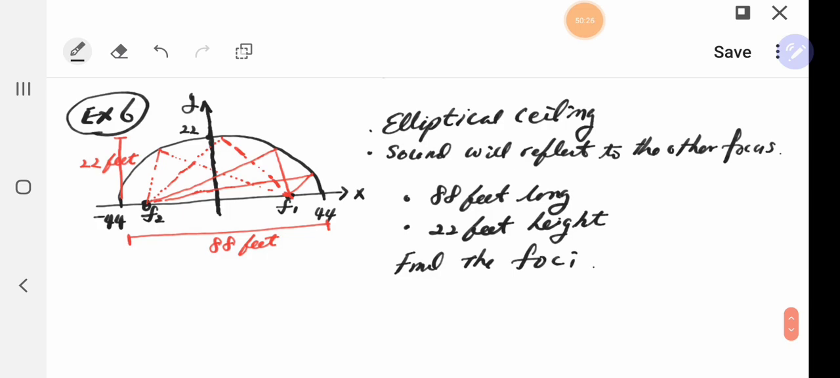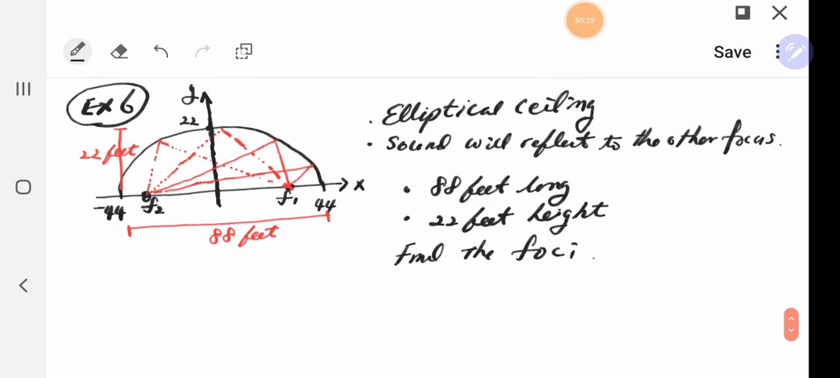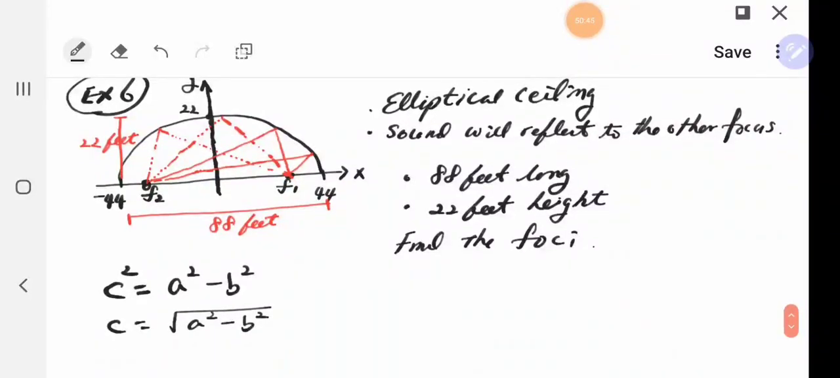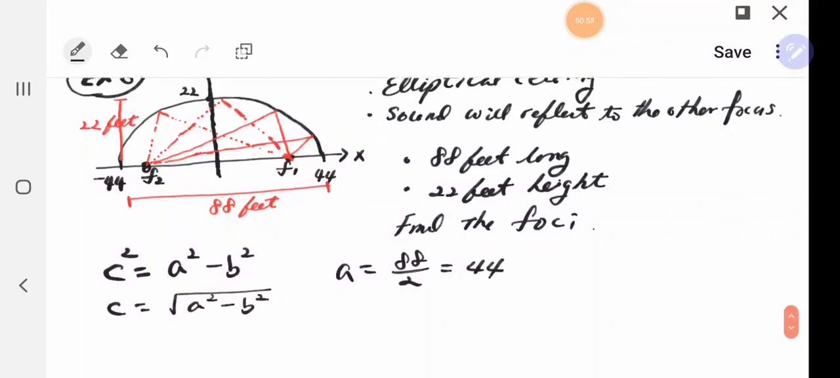To find the focus, we need to use the formula: c squared is equal to a squared minus b squared. So c is equal to the square root of a squared minus b squared. A is the major axis, the longer side. The longer side is 88 feet long, so a is 88 divided by 2, so 44 is the value of a. And b is the minor axis, the shorter side, so 22 feet.